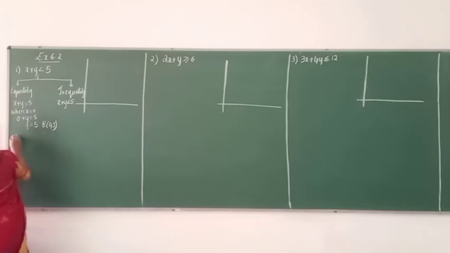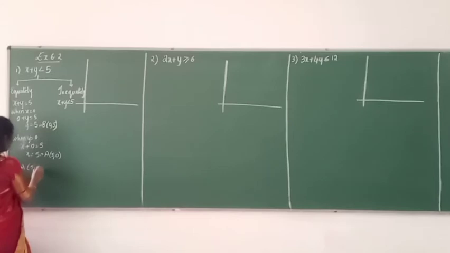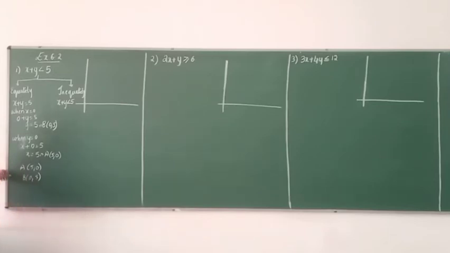Is it clear? Next, when y is equal to 0, it will be x plus 0 is equal to 5, which is nothing but x is equal to 5. So here we have the point A, which is 5, 0. So what are the points? A is 5, 0 and B is 0, 5. These are the points which we need to draw on the x-axis as well as the y-axis.